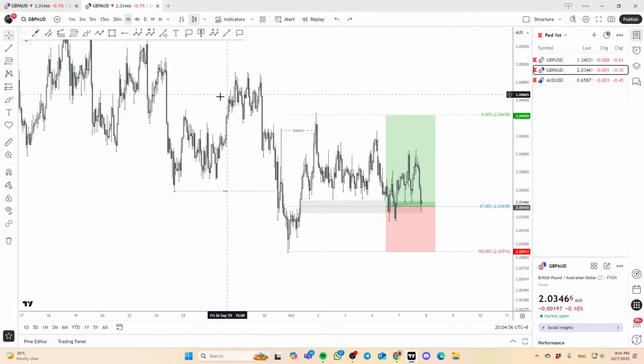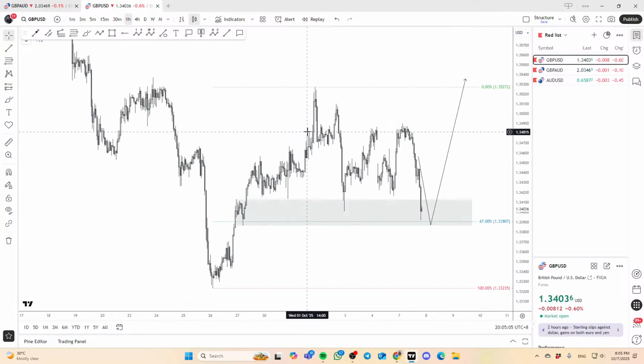Oftentimes it is a good indication to just shift stops to break even. If it comes back and tags us out, it is what it is, right? So this particular trade is just break even. Okay.